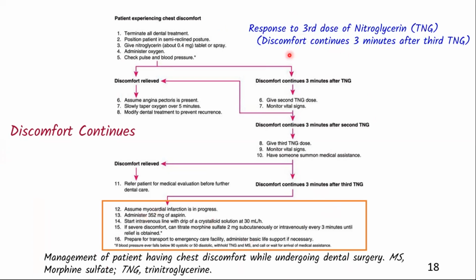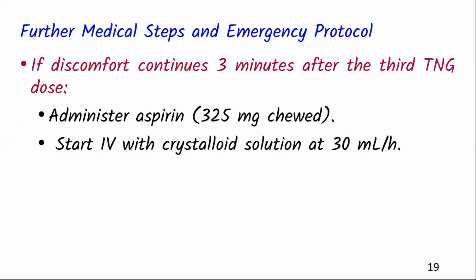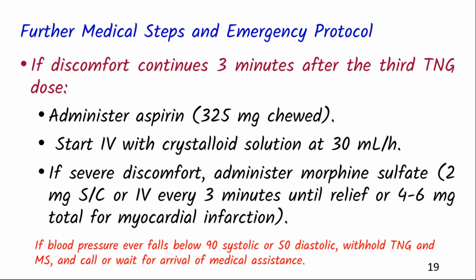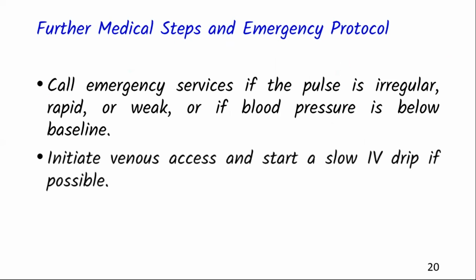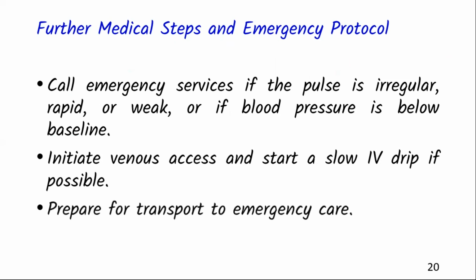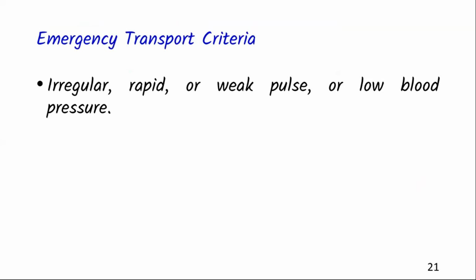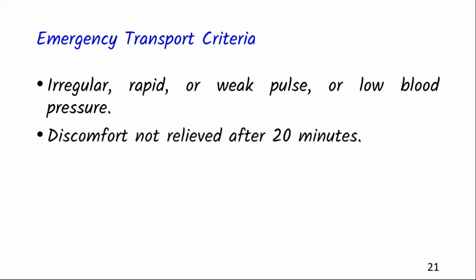In case the discomfort continues 3 minutes after the third dose: administer aspirin, start an IV with crystalloid solution. If severe discomfort, then consider morphine. Call emergency services for irregular pulse or low BP. If possible, initiate venous access and slow IV drip. Prepare the patient for emergency transport while providing basic life support if needed. Transport is necessary for irregular pulse, low blood pressure, or persistent discomfort not relieved after 20 minutes.